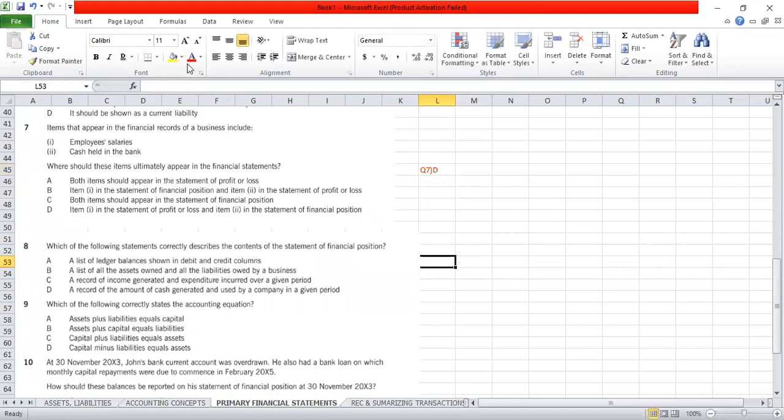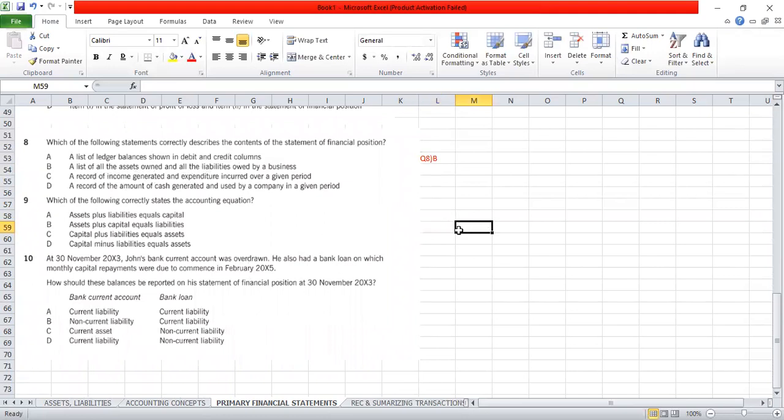Let's go to question 8. Which of the following statements correctly describes the content of the statement of financial position? A list of ledger balances shown in debit and credit columns, no. A list of all the assets and all the liabilities owned by the business, yes. This is the correct answer. Question number 9. Which of the following correctly states the accounting equation? Assets plus liabilities is equal to capital, no. Assets plus capital is equal to liabilities, no. Capital plus liabilities is equal to assets, yes. C.